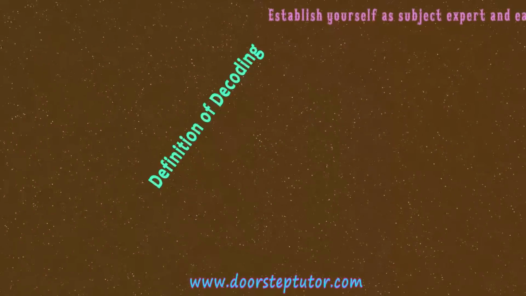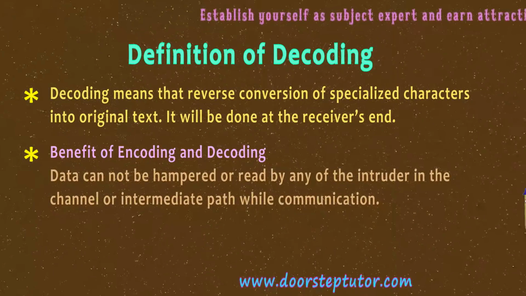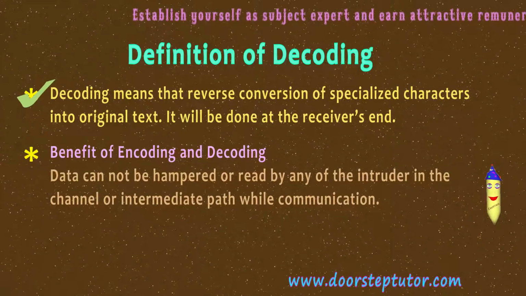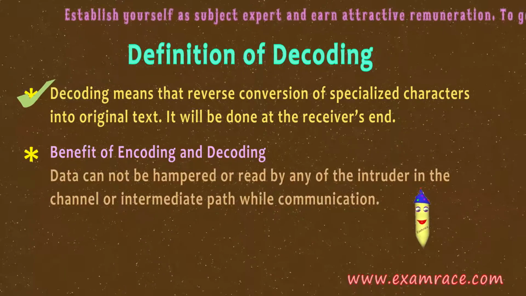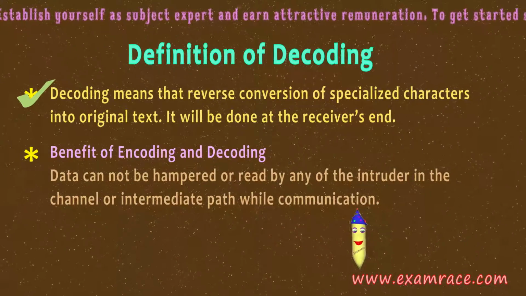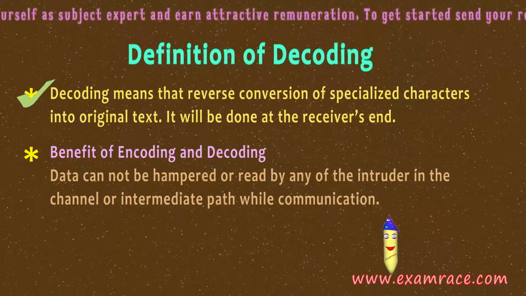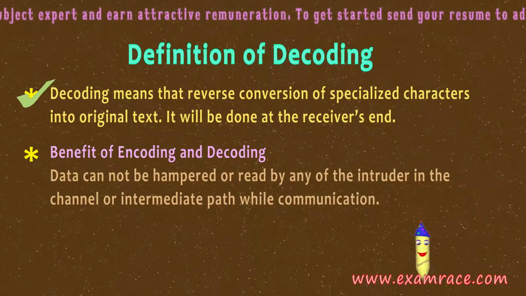Thus, the second slide is about definition of decoding. Decoding means the reverse conversion of the specialized characters into the original text. This is the simple definition of decoding. It is always done at the receiver's end, as encoding is being done at the sender side and decoding is being done at the receiver's end.